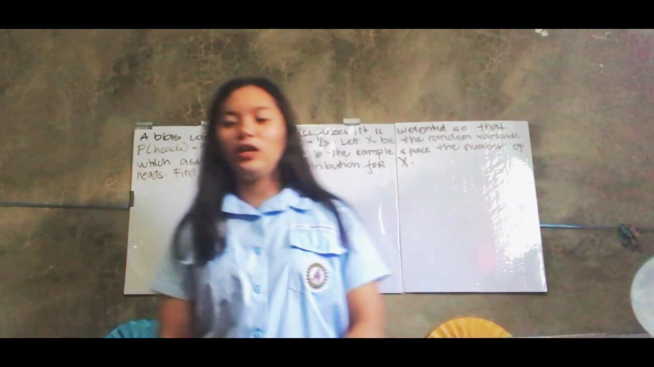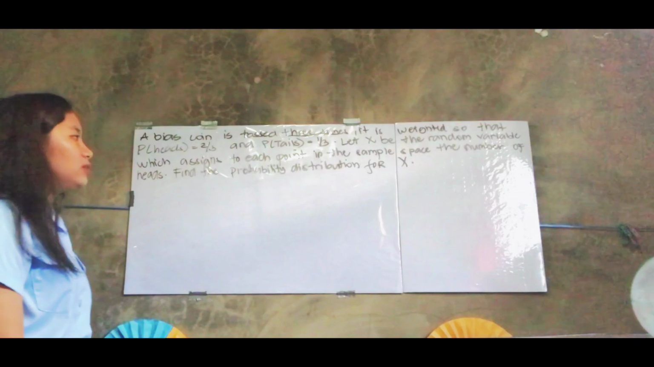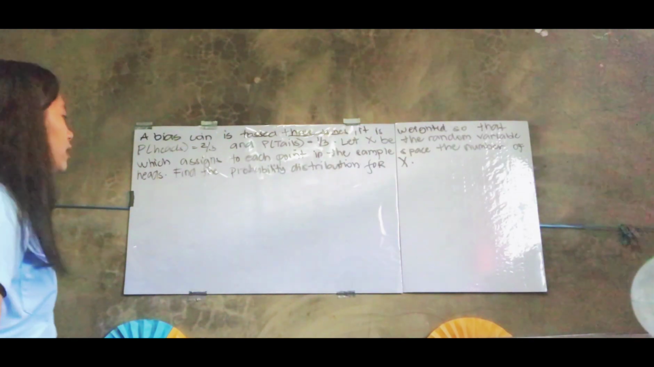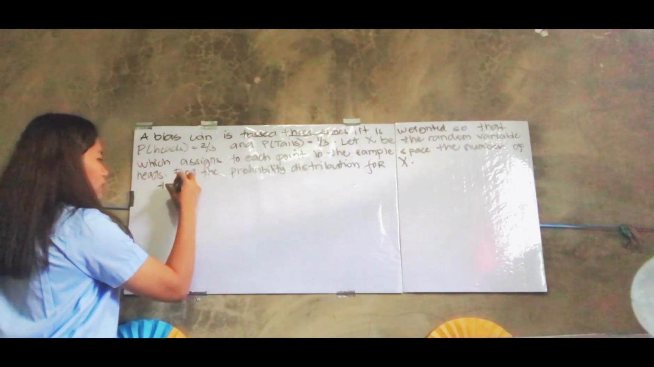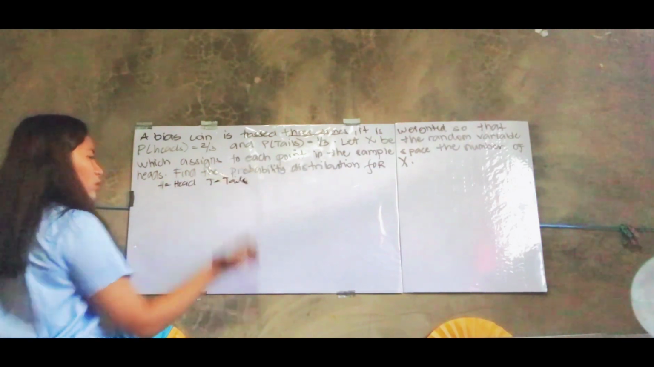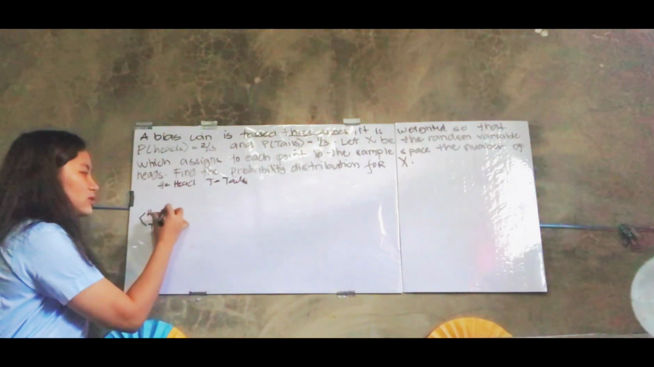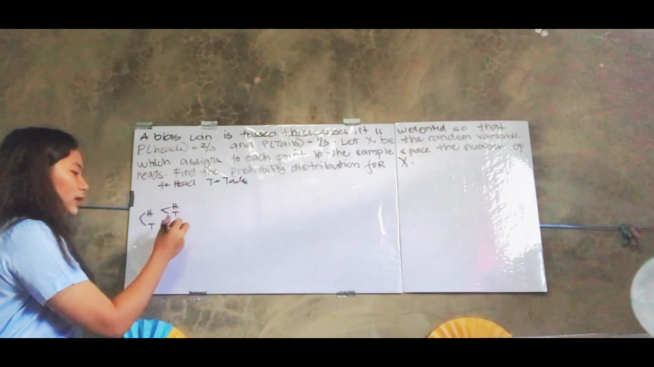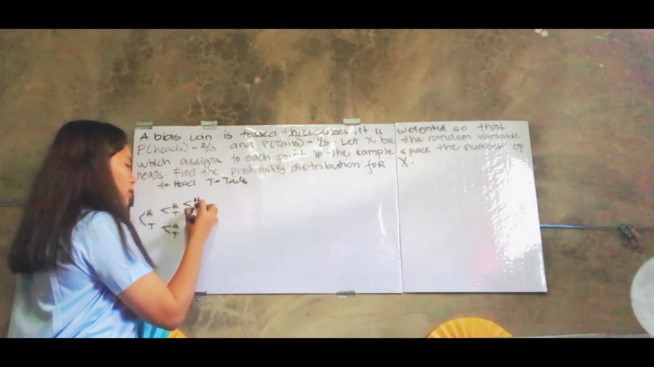So here we don't have the sample spaces yet. To find the sample spaces, we need to use the tree diagram. Let's say H is for heads, T for tails. At first toss, we can get H or T, head or tail. Second toss, H or T again, each. And at last toss, we can also get H or T for each.